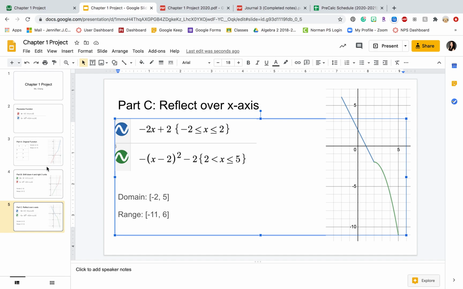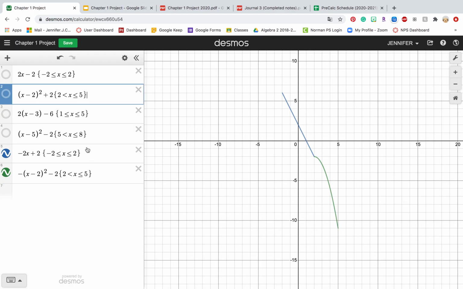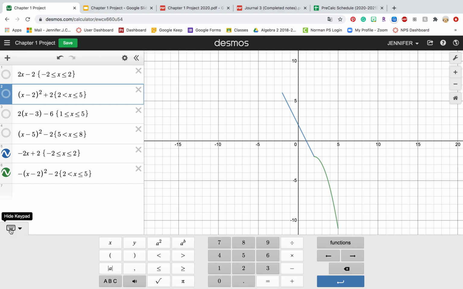And that's it, guys. I hope this helped. I also want to give you one more tip about Desmos. If you're having issue typing in these inequality signs, remember there's a keyboard icon here, a hidden keyboard, and you can use the inequality signs and any symbols here to help you out.